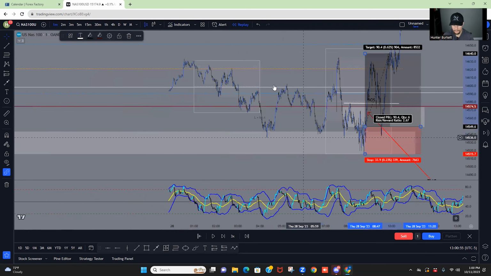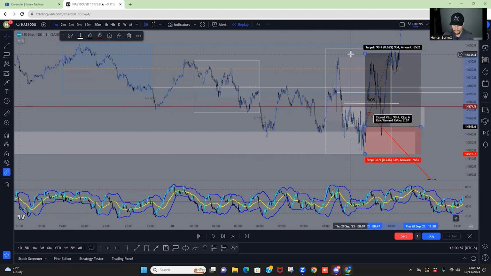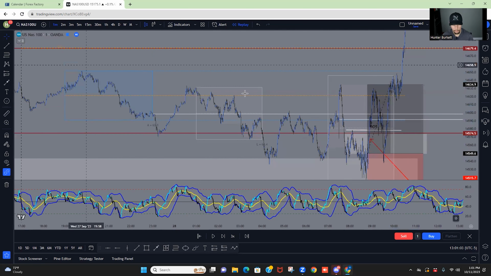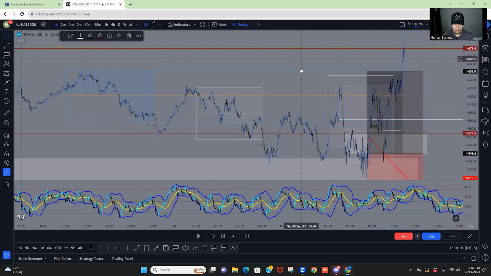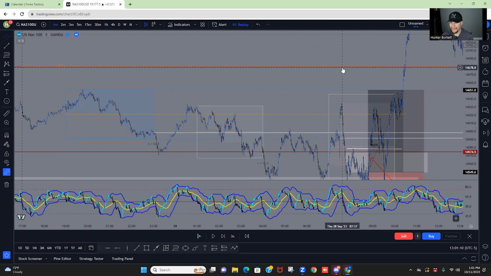Now, what are we chasing? There are relative equal highs right there. Boom. 2.5 R. What if we went to the Asian high? 3 R. What if we chased the buy side liquidity that we were already after?